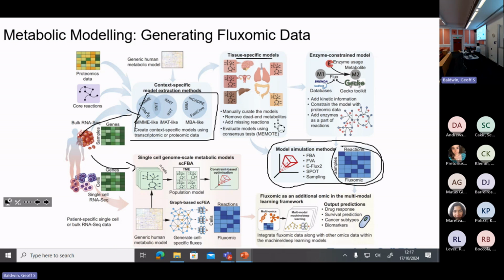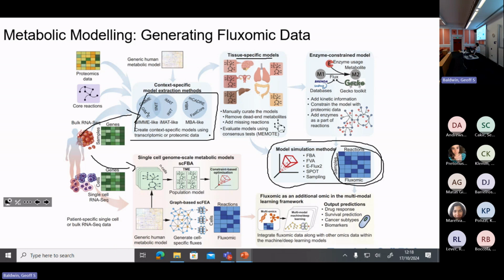matrix, which is what we're going to focus on: a matrix that tells you the flux. It's the number for each reaction that you have in the model that tells you how fast that reaction is taking place for all the samples that you have. So this is what we are interested in, this type of matrix.